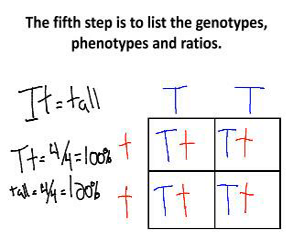This should match Mendel's famous experiment where the F1 generation, after crossing a purebred tall and a purebred short, had every single individual as tall. So this is a quick example of how to complete a Punnett square.